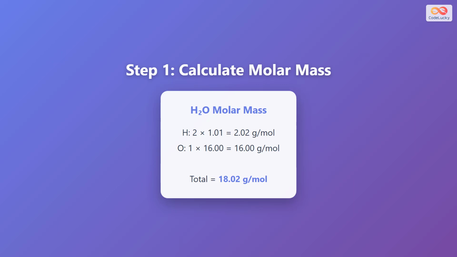The first step is to calculate the molar mass of water. Water contains 2 hydrogen atoms and 1 oxygen atom. Hydrogen has an atomic mass of 1.01 grams per mole, so 2 hydrogen atoms give us 2.02 grams per mole. Oxygen has an atomic mass of 16 grams per mole. Adding these together, the total molar mass of water is 18.02 grams per mole.